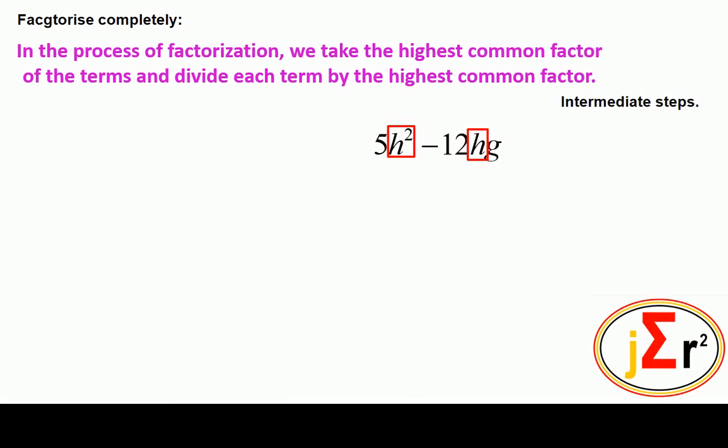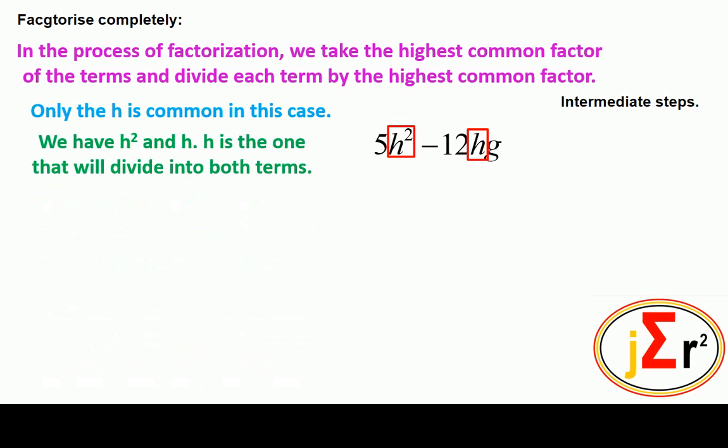We are in search of the highest common factor of both terms. What we notice here is that only the h is common in this case. H will therefore be the highest common factor. We have h squared and h. H is the one that will divide into both terms. H is the highest common factor in this case.